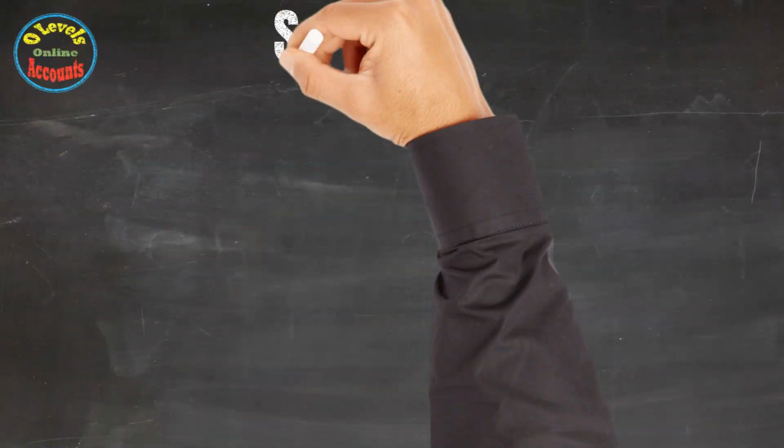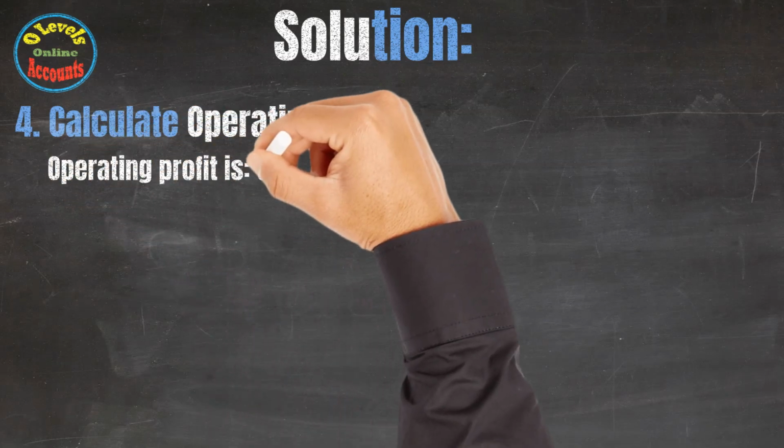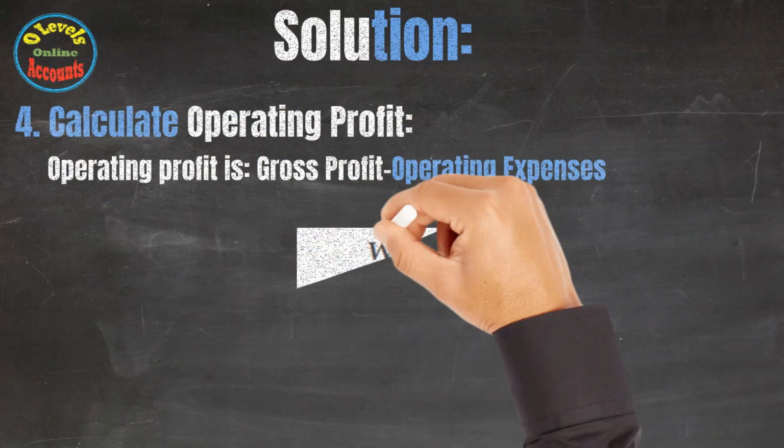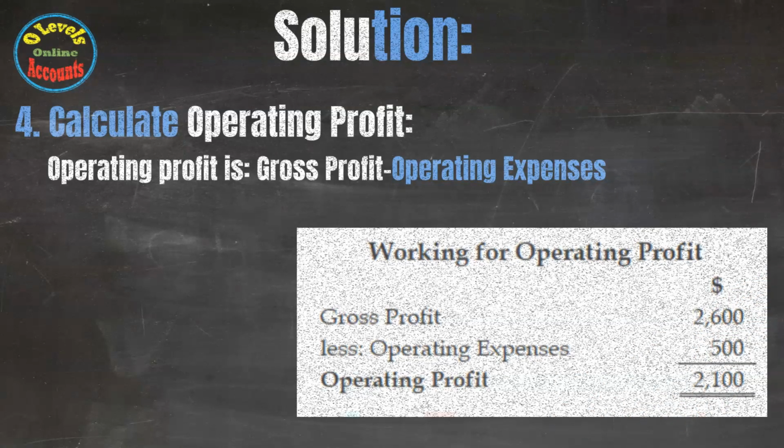To calculate the operating profit, it is gross profit minus operating expenses. As per working, the calculated operating profit value is $2,100. Let's move to another solution.